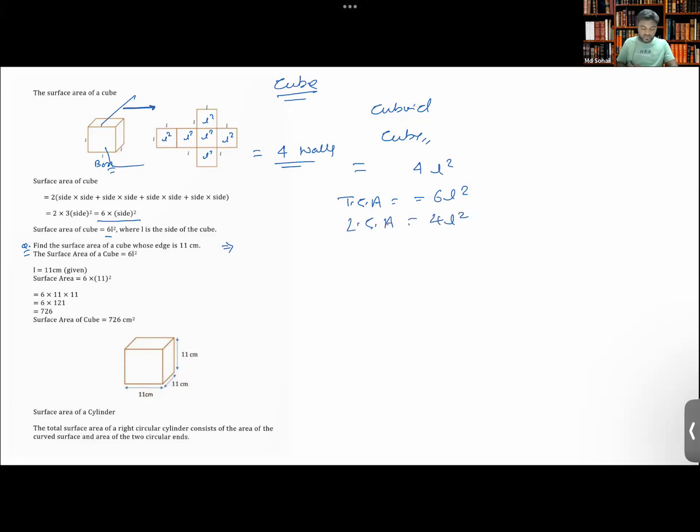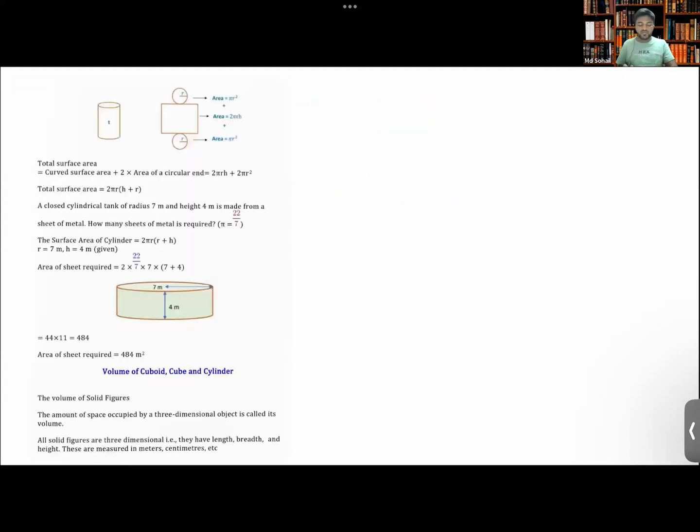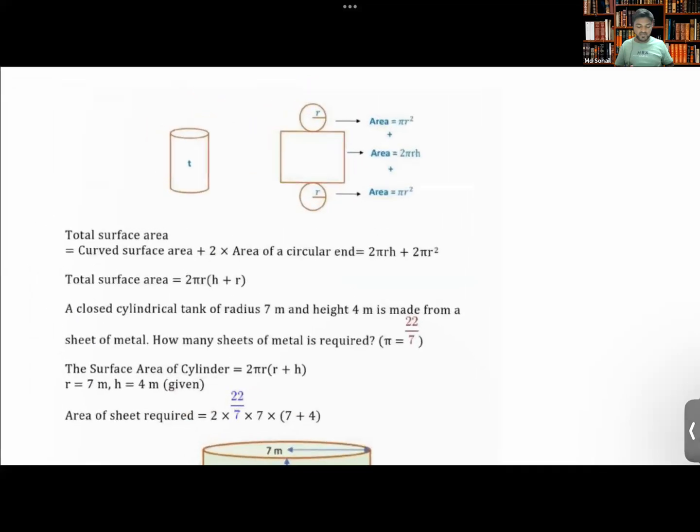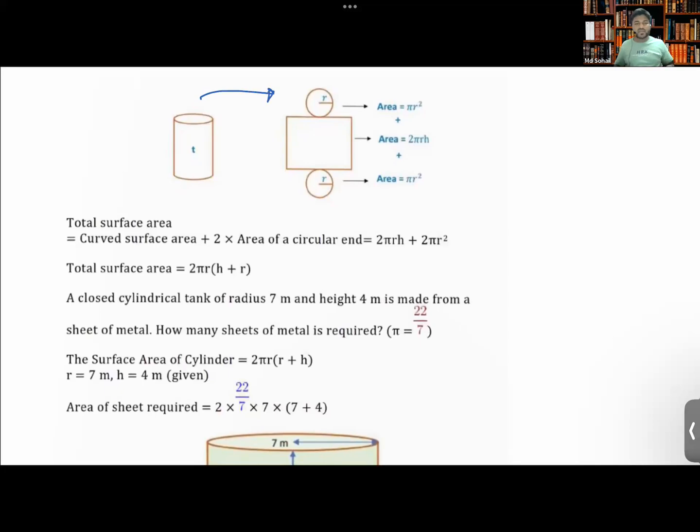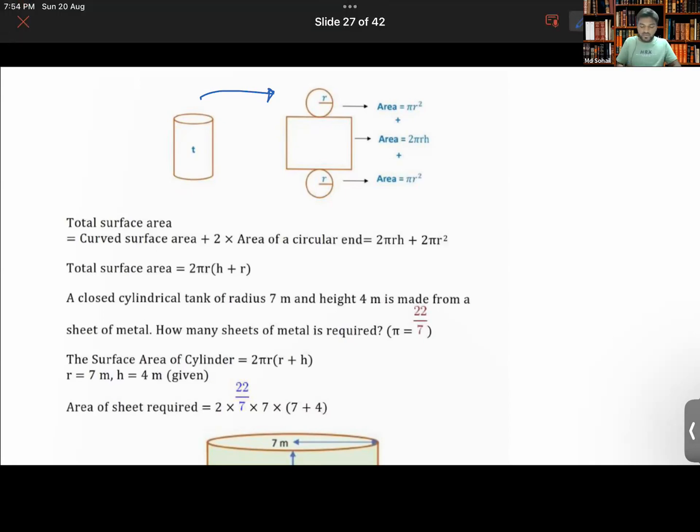Now coming to the next question, how do you find the surface area of a cylinder? In the same manner, let's assume that you have got a cylinder and you spread it out. You will not spread this cylinder like this. You will be having three surfaces here. The top and bottom are circles. You are well aware the formula to find the area of a circle is pi r square. Two circles here. And the area of this sheet will be 2 pi r h.